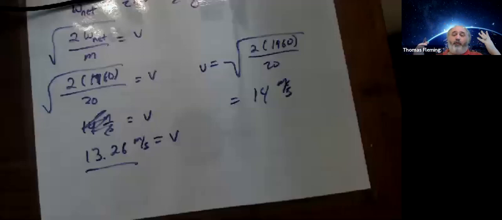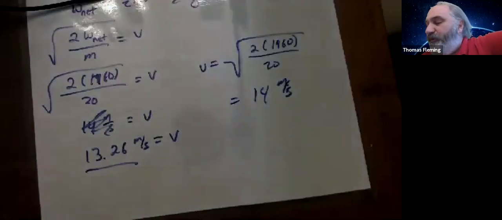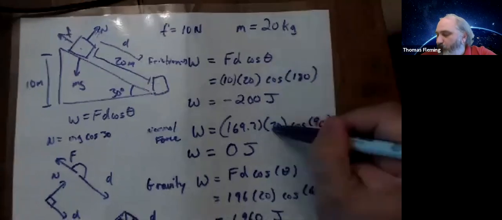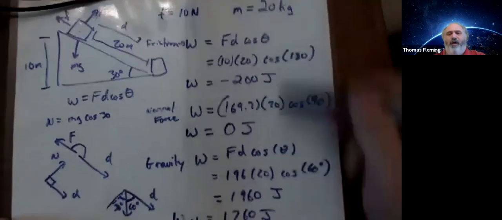Yay, we can use this work-energy theorem to figure out some kinds of problems. But it wasn't like it saved us all that much work, because for this problem we still had to do the work from friction, the work from the normal force, and the work from gravity. That was a whole lot of work, right?